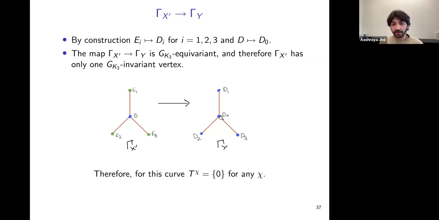But we know the only vertex on the right that is Galois invariant is D0, which means the only vertex on the left that is Galois invariant is D. So that helps us determine that the graph has just one invariant vertex, and therefore this is what the sufficient condition was. This means this set T is 0 for any idele class character. Any questions about this? Okay, I'll move on.